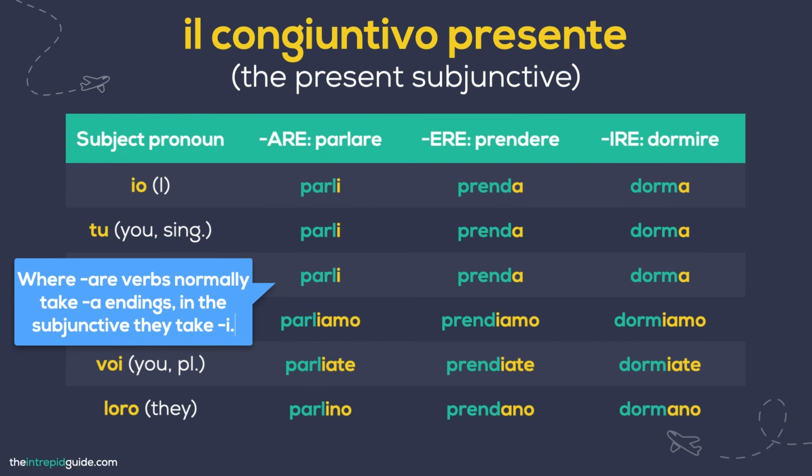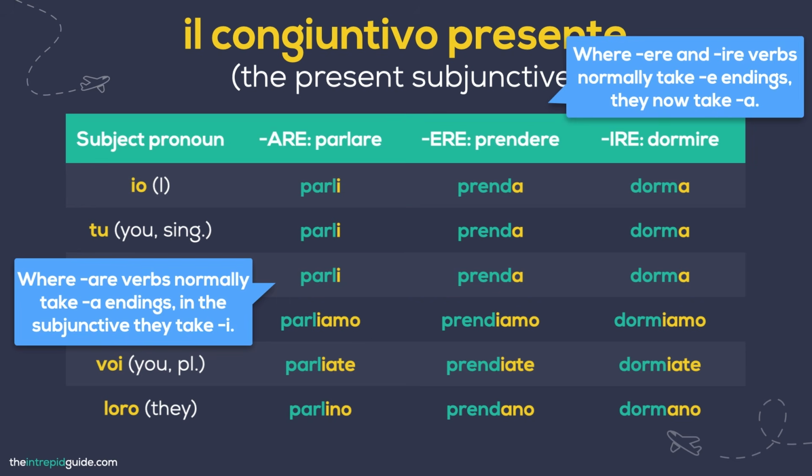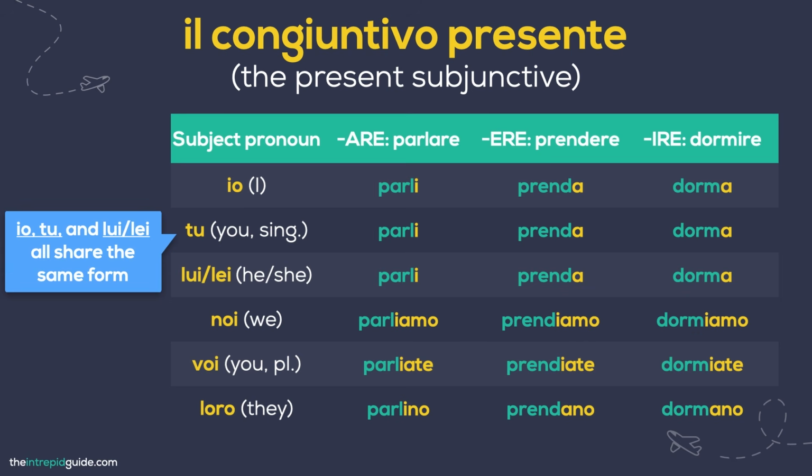So pattern shortcut number 7 is, in the subjunctive, the family vowels swap. Where ARE verbs normally take A endings, in the subjunctive, they take the letter I. Where ERE and IRE verbs normally take E endings, they now take A. Those vowels swap shoes again, exactly like we saw with the lei form in shortcut number 4. Now there are 2 more shortcuts that make this tense even easier. Io, tu, and lui, lei all share the same form within each family. It's incredible, but it's true.